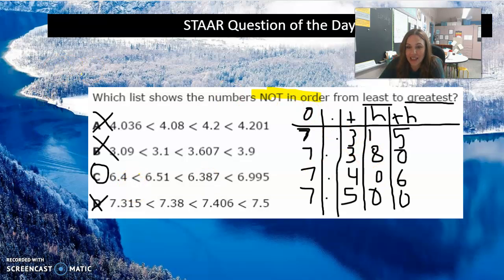Did you get it correct? If not, maybe consider next time. In fact, I highly encourage you, if you have a question like this on your benchmark, creating a place value chart and plugging your numbers in, putting in zeros in the blank spaces.